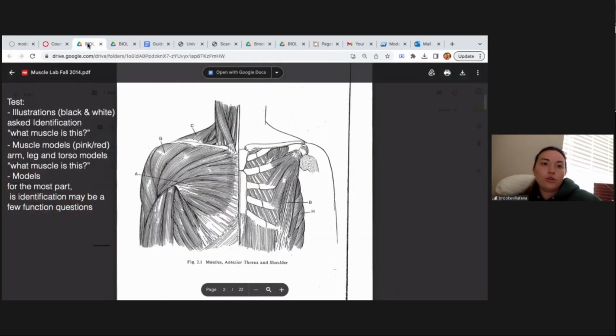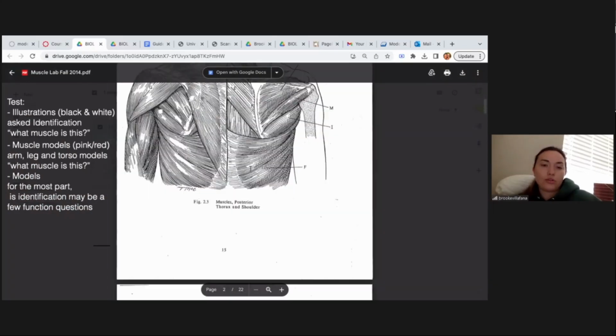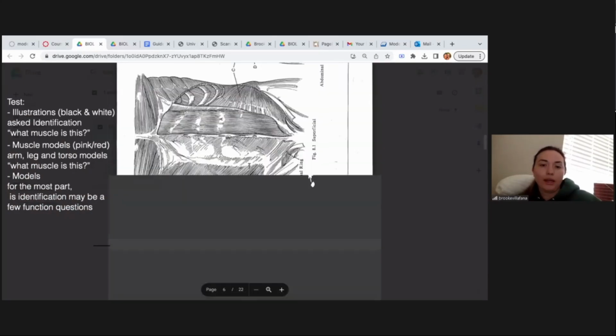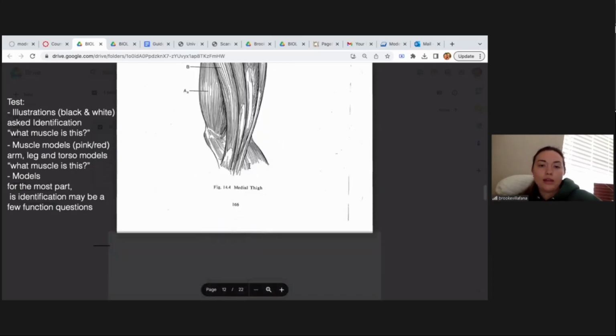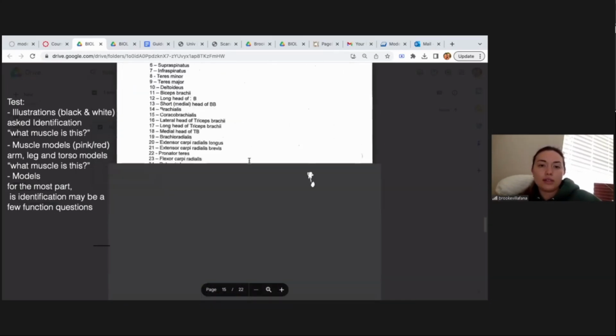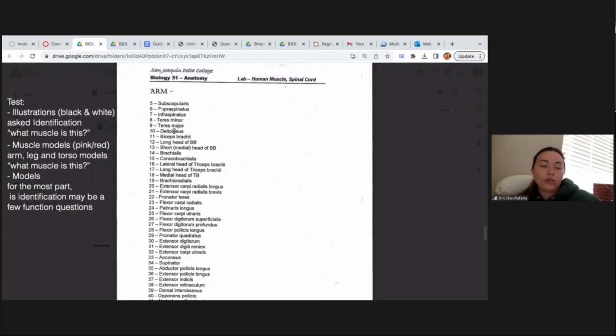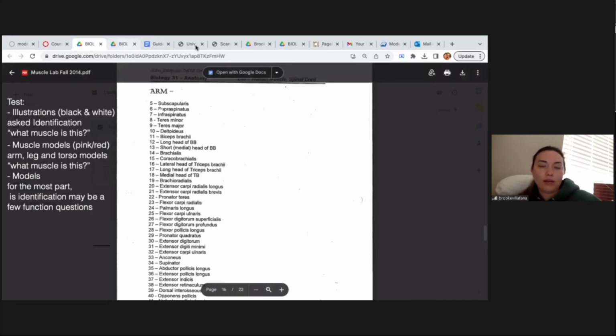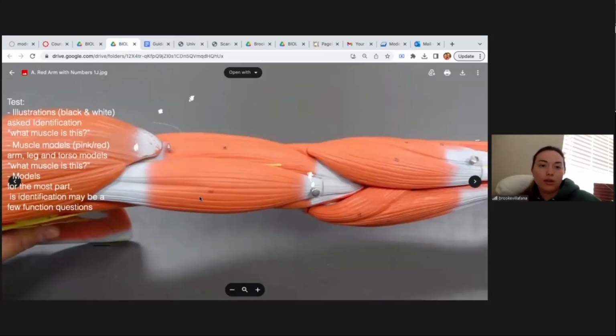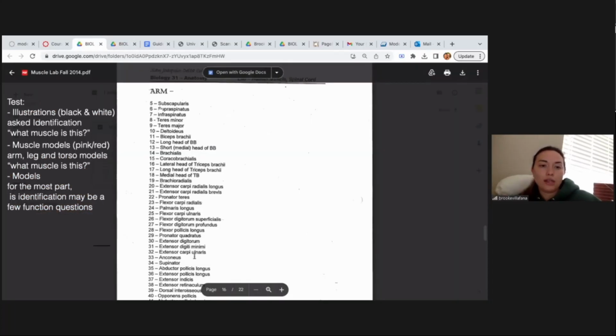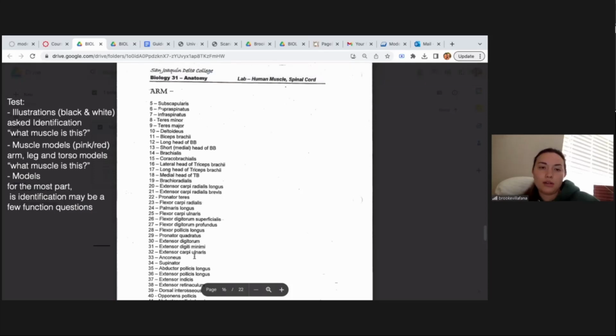When we go to your muscle packet and you scroll to the end of your muscle packet, at the end of the muscle packet is a list telling you what each muscle is that you need to know. So these are the muscles you will be tested on for the exam. So number 11 is the biceps brachii. Again, if I look here, number 11 is the biceps brachii. Because I see it on this list, I know it will be on the test. Well, it's something you're responsible for on the test.